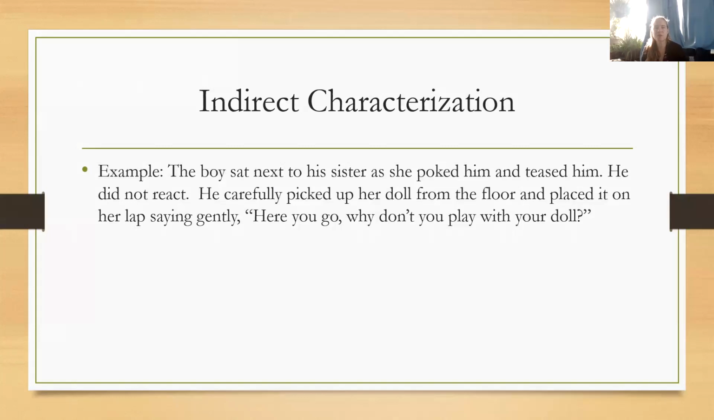An example of this, the boy sat next to his sister as she poked him and teased him. He did not react. He carefully picked up her doll from the floor and placed it on her lap, saying gently, "Here you go. Why don't you play with your doll?" We see actions. We have dialogue. We have inactions even. Sister's poking him and teasing him, and he doesn't really react to that. And so all of this tells you what kind of a character it is.